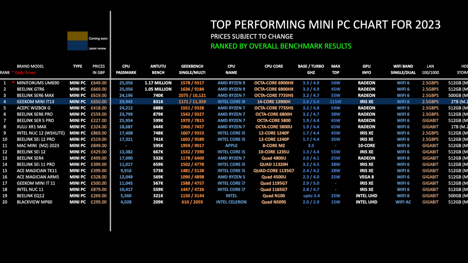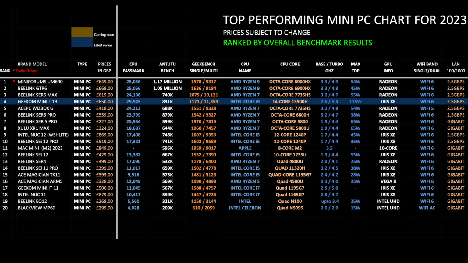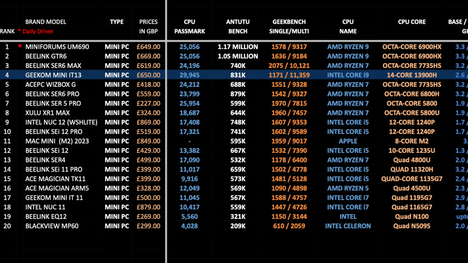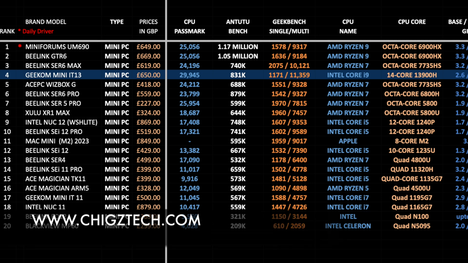So here is my top mini PC chart for 2023, allowing you to compare the prices, specs, and features of all the latest mini PCs. Now the ranking is based on benchmark scores, so we're looking at the Antutu, Geekbench and Passmark, and I give it an average, and the mini PC gets ranked accordingly. So based on that, you can see the GEEKOM Mini IT13 has taken position 4 on this chart. Now you can view the full versions of all my charts online at chigztech.com and read them at your leisure.